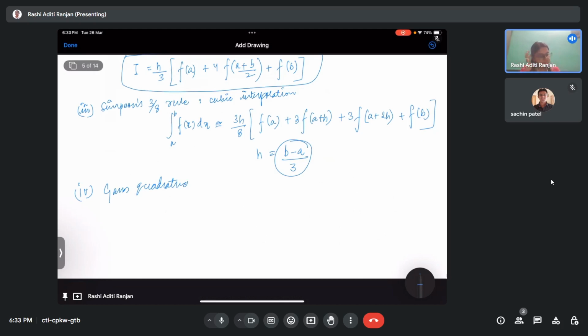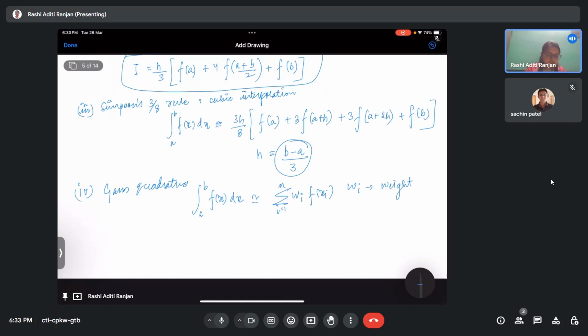Okay, so in that case, I write integration from a to b f of x dx is nearly equal to summation i equals 1 to n wi f of xi. Here wi is my weight, should I say. Now when I say weight, what I actually mean is when I take out the average, like if I want to take out the average of four values, I can just add the four values and divide it by 4.